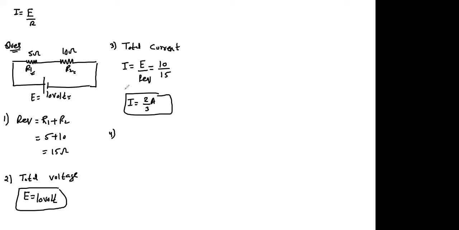Okay, Jubena, your turn again. Now I need current through each resistor. How would you calculate current through each resistor? Yes, Jubena. So current is same, right? Yeah, it's same. So the value is I1, I2 equal to I, which is 2 by 3 amp.